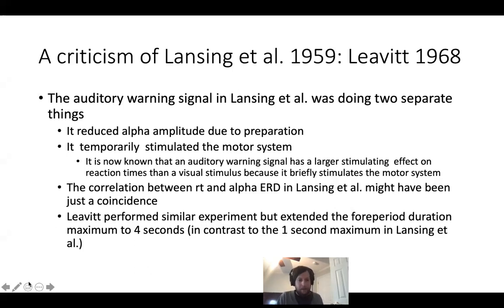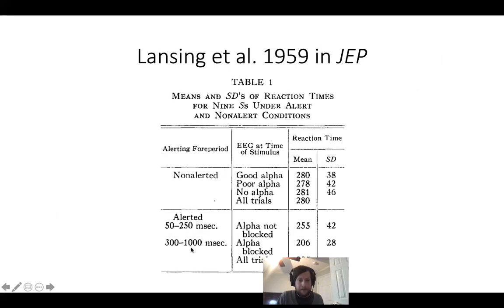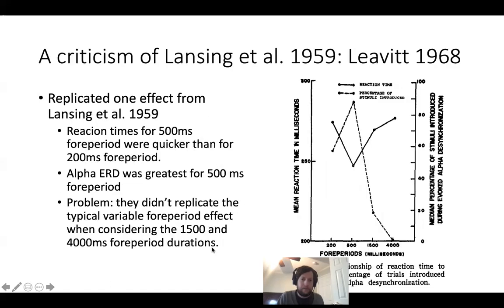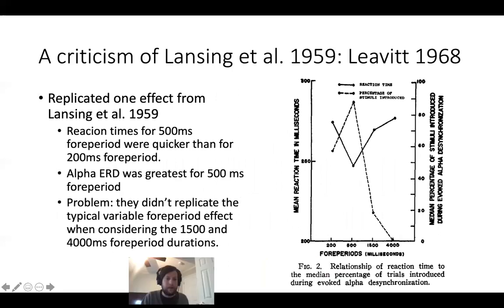So this is what Levitt did. They performed a similar experiment, but they extended the fore-period duration to 4 seconds. Zach might ask that good question from earlier: several hours? I don't know what would happen if you extended the fore-period duration several hours, but I do know what will happen if you extend it several seconds. Just to remind you, in the original study the longest fore-period duration was 1 second, 1,000 milliseconds. For Levitt, 1968, they extended the longest fore-period duration to 4,000 milliseconds, which is 4 seconds. So let's look at what happened.